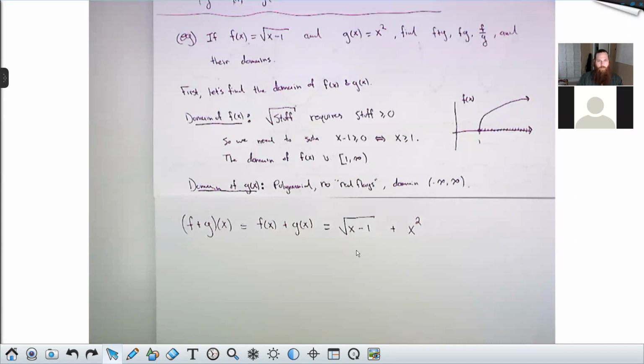So while we're not worried about ranges here, I won't ever bug you about the range. I am going to bug you about the domain. Earlier we said that the domain of f plus g should be the overlap of the domain of f with the domain of g. What is the overlap between this interval from 1 to infinity and this interval, which is all real numbers?